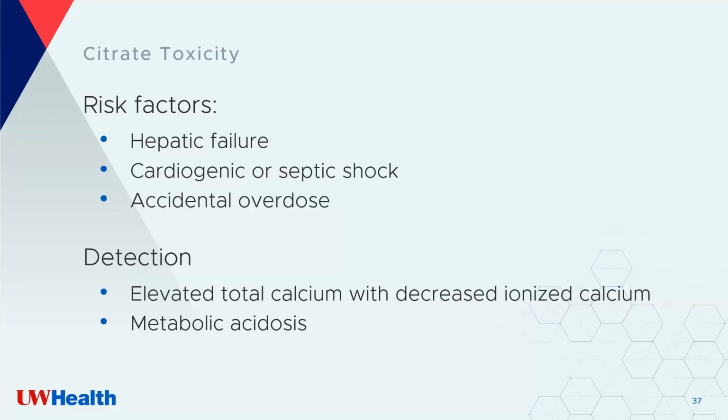In order to determine citrate toxicity in our patients on CRT, we're able to look at the total calcium compared with the decreased ionized calcium. If there is an elevated total calcium but a decreased ionized calcium, then this suggests that there are more of those complexes of calcium and citrate that may be accumulated and not being metabolized.